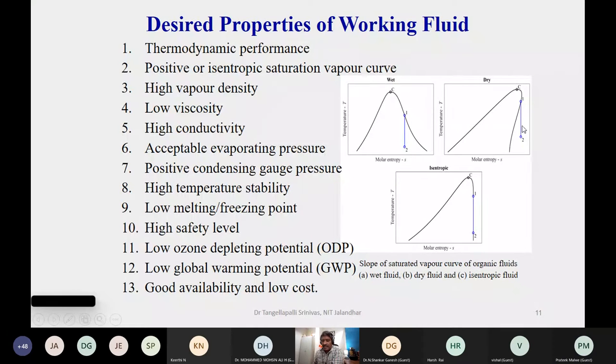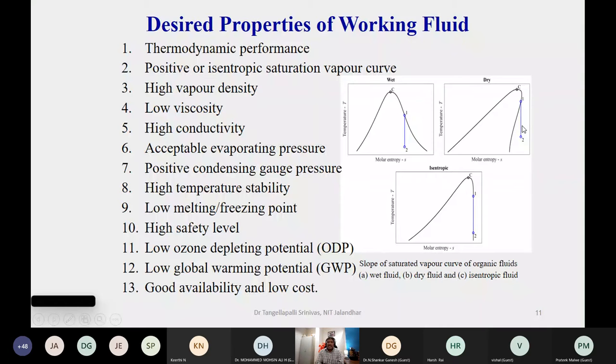And in the second drawing, the slope is positive. That's why here we have to select this positive. Why do we have to select this positive? At the inlet of the turbine, this is a saturated vapor condition, but even after expansion, it remains in dry condition in the vapor turbine.